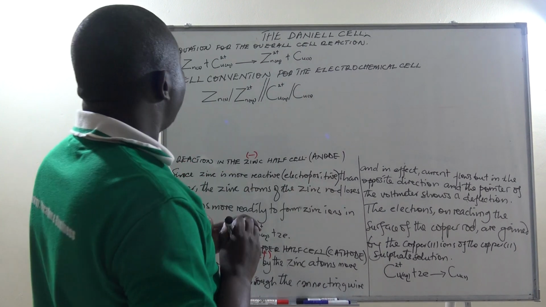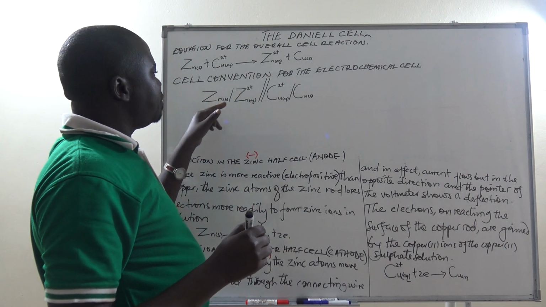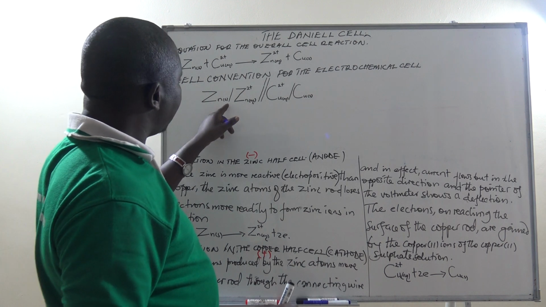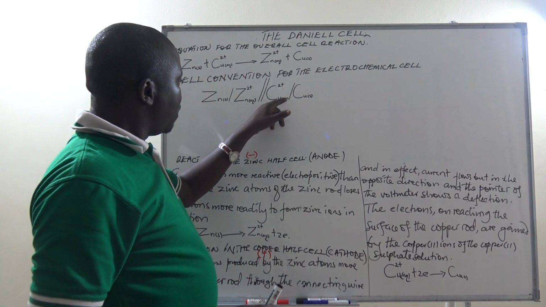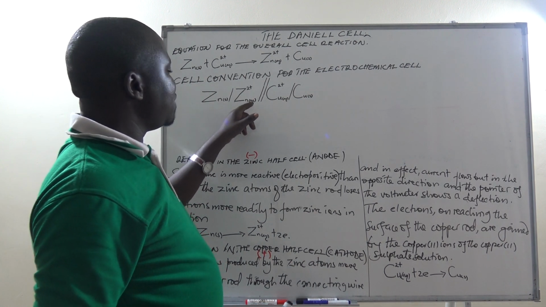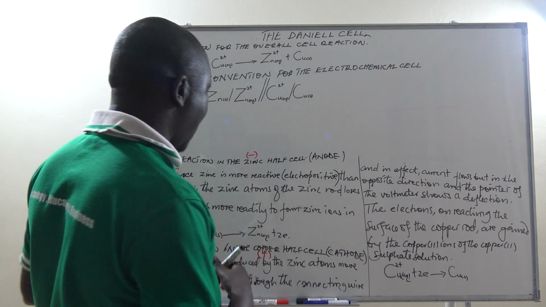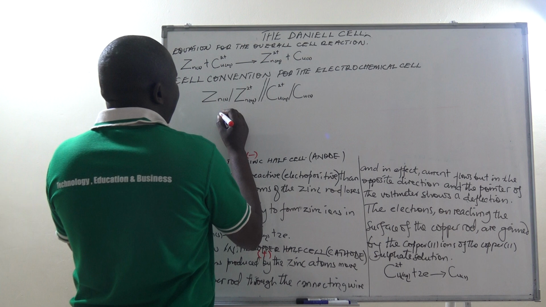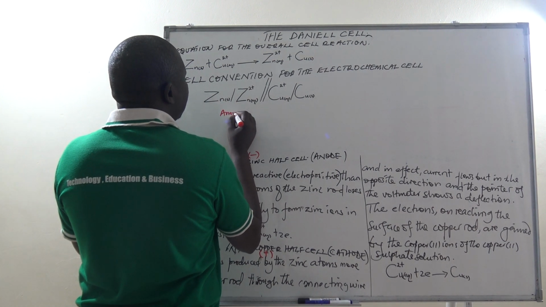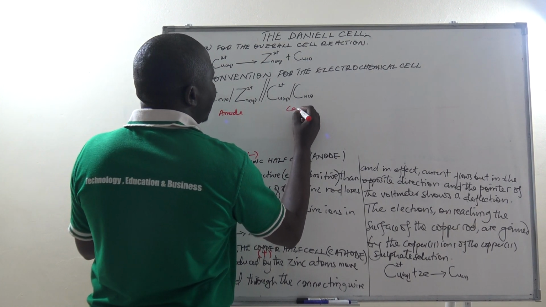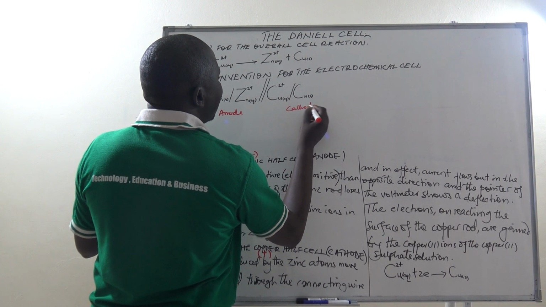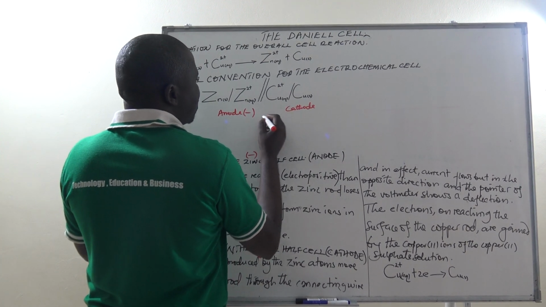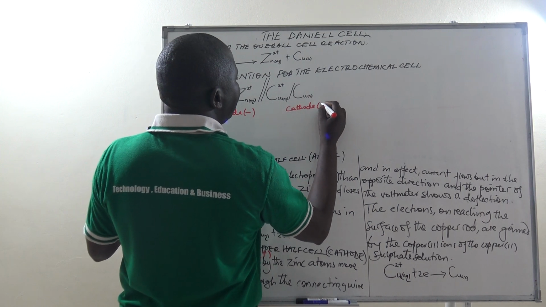So we can see for each of the chemical species that you're going to write here, make sure that you don't omit the state symbol. So if you leave out the state symbol, then it will become very difficult to understand. And remember here that this side we have the anode, and this side we have the cathode. But as for an electrochemical cell, the anode is the negative electrode, and then the cathode is the positive electrode.